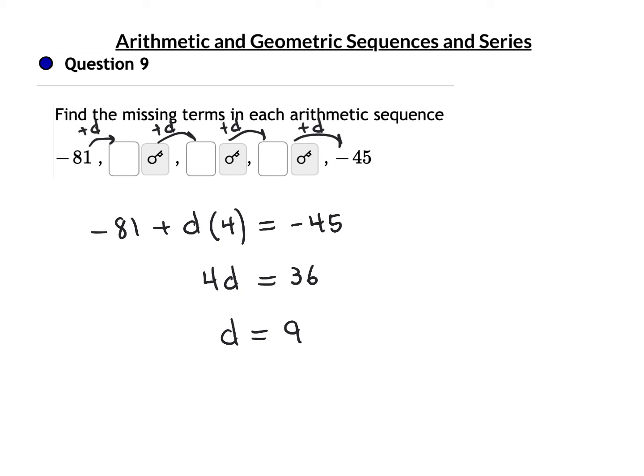So to fill out our boxes above, we start at negative 81, and we add 9, and we get negative 72. And we add 9, and we get negative 63. Add 9, we get negative 54. And if we add 9 again, we do get negative 45. And there's our answer.